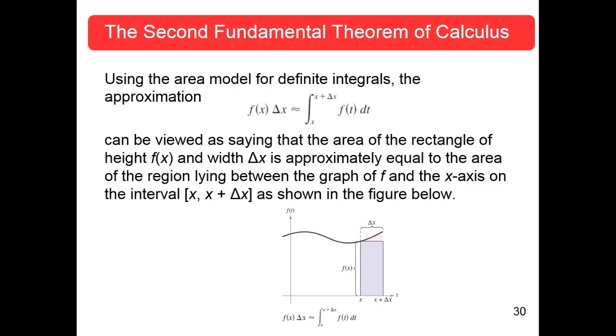Now, using the area model for definite integrals, the approximation of f of x times delta x is approximately the integral from x to x plus delta x. So in other words, from x to a little bit further than x, delta x, of f of t dt, that integral should be just this f of x times the delta x. Now that's an approximation. It's not exact. That can be viewed as saying that the area of the rectangle of height f of x and width delta x is approximately equal to the area of the region lying between x and x plus delta x, okay? So this is an approximation, it's not exact.